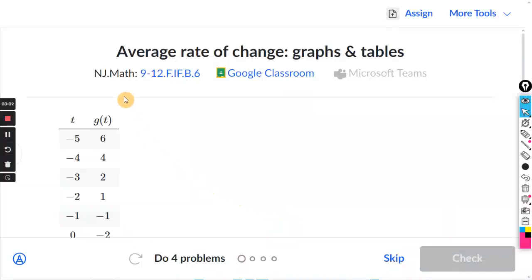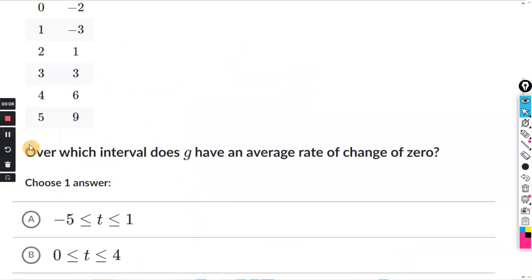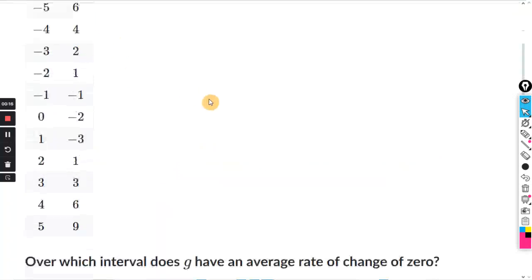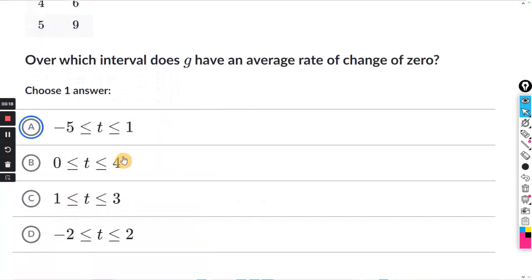This will be for the exercise on average rate of change, graphs, and tables. It says, over which interval does G have an average rate of change of 0? G is the function they are referring to, and they give us the intervals here for the variable t.